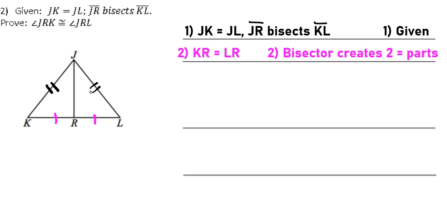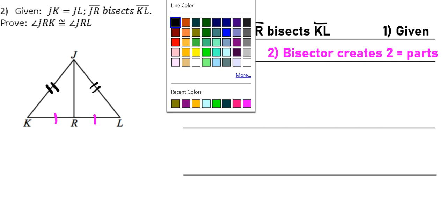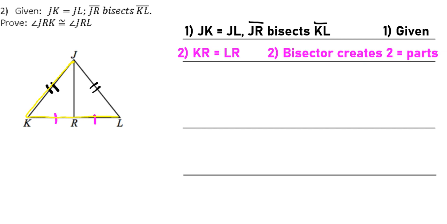We need some more information. So let's refer back to our big triangle. What kind of triangle has two equal sides? And what do we know about that kind of triangle?